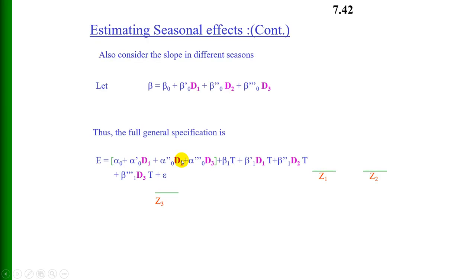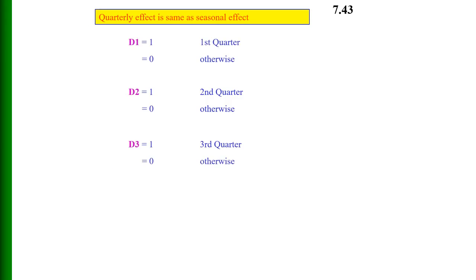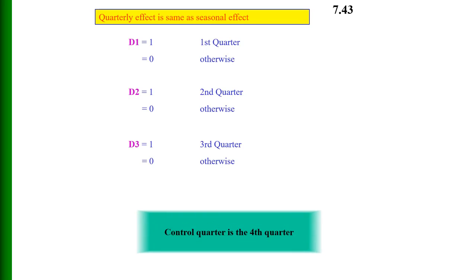and then we can also use quarterly effect, which is the same as a seasonal effect. D1 is equal to 1 if first quarter, 0 otherwise. D2 is equal to 1 for second quarter, 0 otherwise. D3 is equal to 1 for third quarter and 0 otherwise. And for the fourth quarter, it is a control group or the base category.